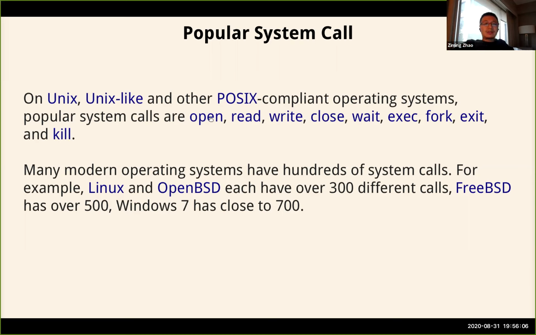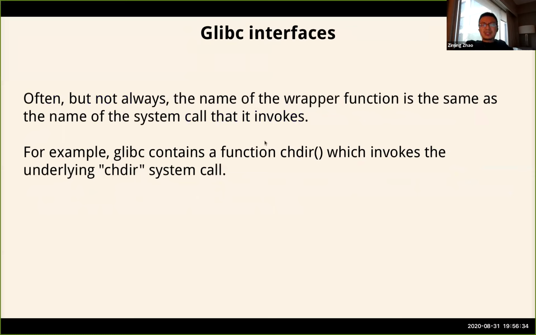For example, there is a C-level library function called open. That open function eventually maps to a system call called open. And also there is a read function. Eventually it calls the system call, which is also called read. Also there are fork, exit, and kill to send messages, right? So usually there is a mapping between a system call and a C library function, and sometimes they use the same name, but not always. For example, the change directory C function invokes the underlying change directory system call.